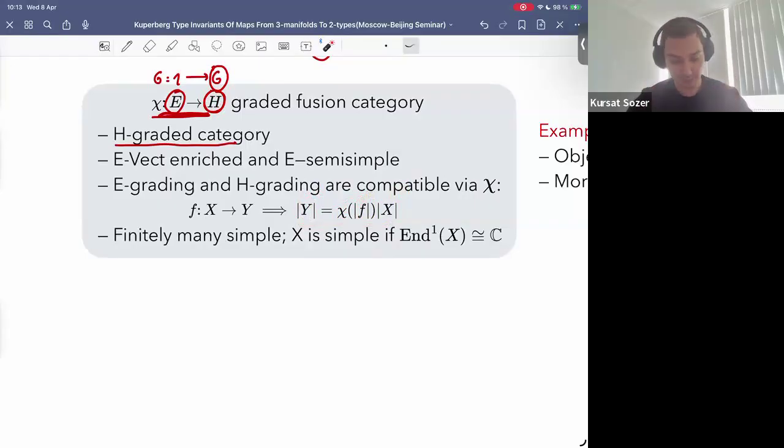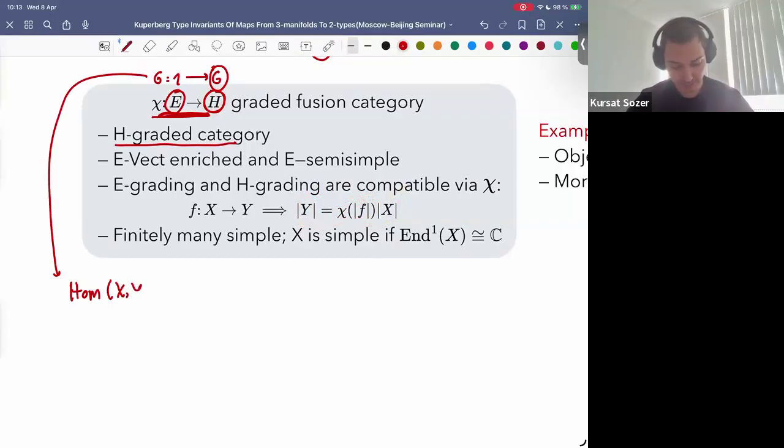In the previous case, remember in the G case, when we take two objects X and Y, Hom(X,Y) was 0 when X is not equal to Y. But this is not the case anymore. X and Y in a chi-graded category may have different H gradings, but if these H gradings are related by some element of E, by the image of E under chi, then there may be a morphism between them. So there are more connections between these two, and it captures more of a topological idea.